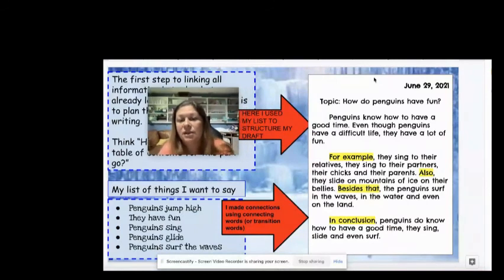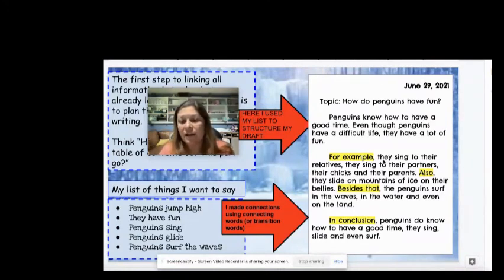Let's take a look. Topic: how do penguins have fun? Penguins know how to have a good time. Even though penguins have a difficult life, they have a lot of fun. For example, they sing to their relatives, they sing to their partners, their chicks, and their parents. Also, they slide on mountains of ice on their bellies. Besides that, the penguins surf in the waves, in the water, and even on the land. In conclusion, penguins do know how to have a good time. They sing, slide, and even surf.